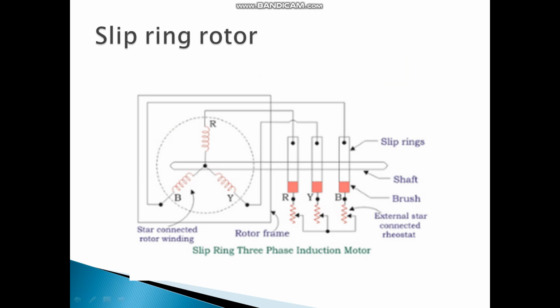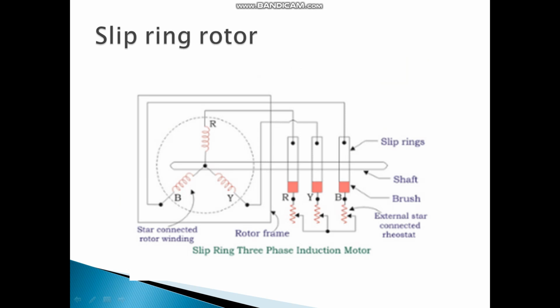At the bottom of each slip ring we provide brushes, and to the brushes we connect resistances. The use of this external resistance connected in series with the slip ring is to increase the starting resistance of the motor. So we use the external resistance here.